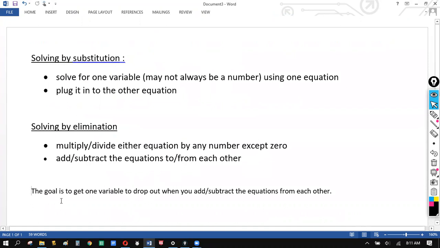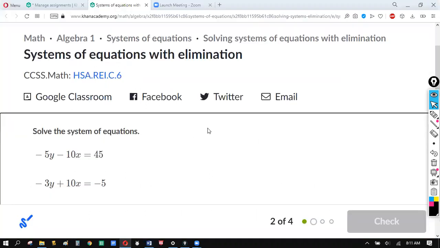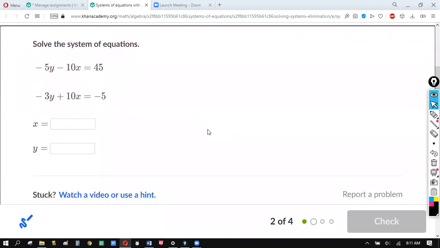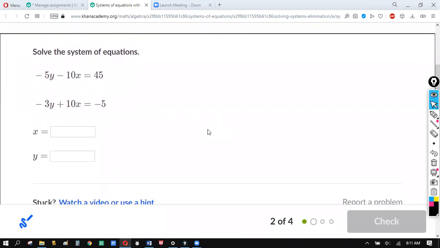All right, the goal is to get one variable to drop out when you add or subtract the equations from each other. This is because when you have two variables, you cannot solve those variables when you only have one equation. So you want to get one equation with one variable. All right, so here we go, solving systems of equations with elimination. Okay, we have two variables and two equations.